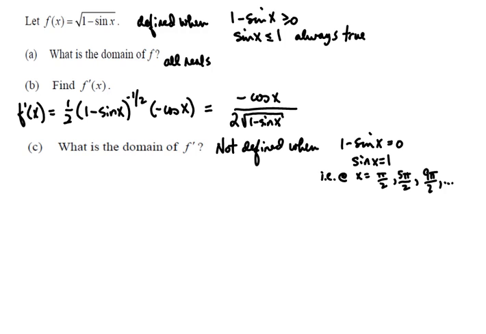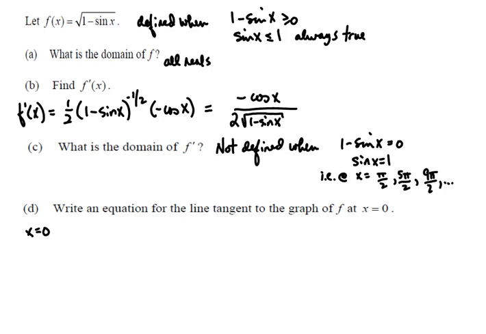Finally, we want to write an equation for the line tangent to the graph of f at x equals 0. We plug in 0 into the original equation and we'll get y is equal to 1. Then for the slope of the tangent line, we're going to plug in 0 into the derivative function. We will get 2 in the denominator, and negative 1 in the numerator. So we should get a slope of negative 1/2.